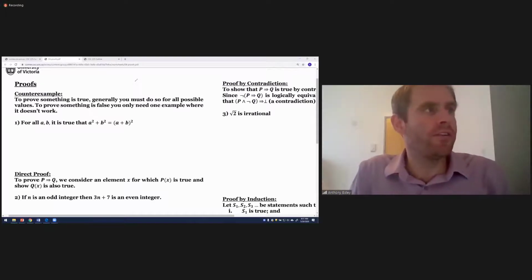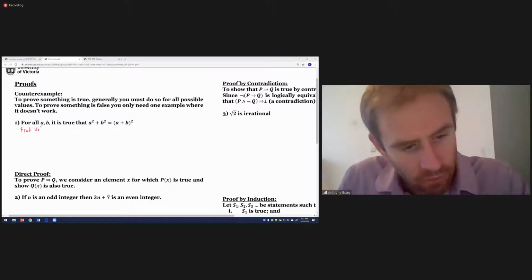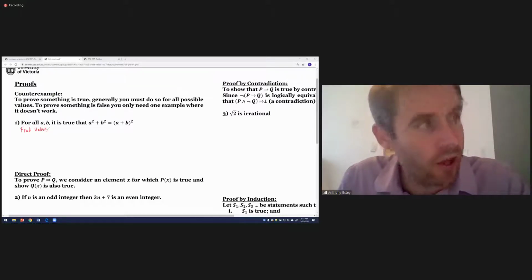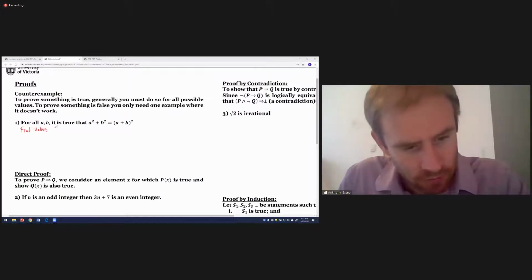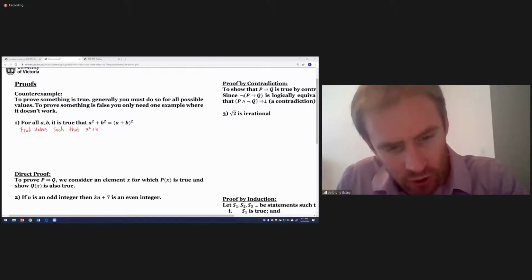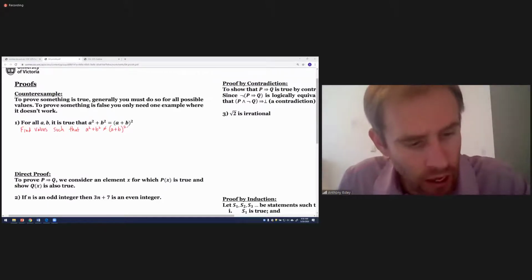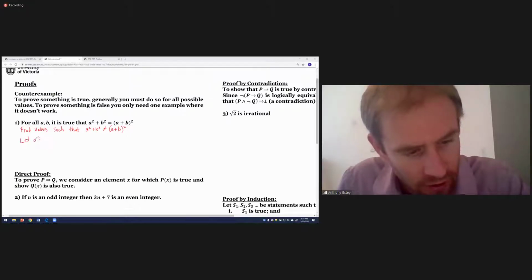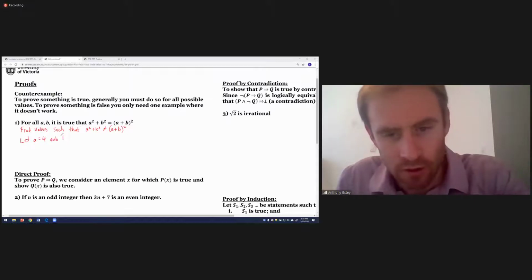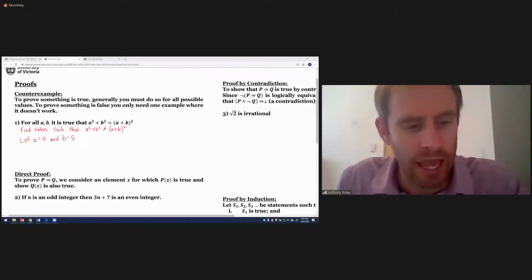So for this first one, all we want to do is find values such that a squared plus b squared does not equal (a plus b) squared. And I think there's a ton of values that do this. Let's just let a equal 4 and b equal 5.